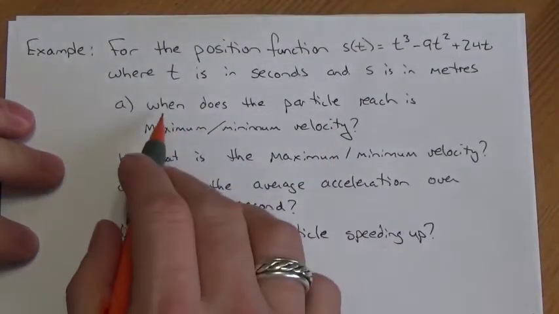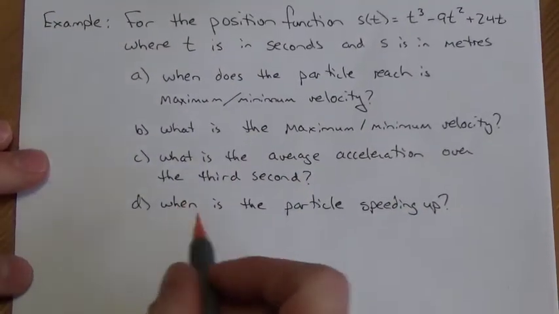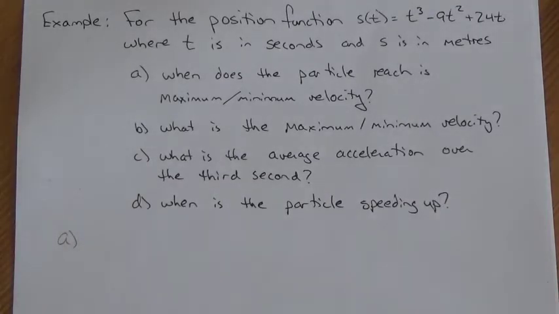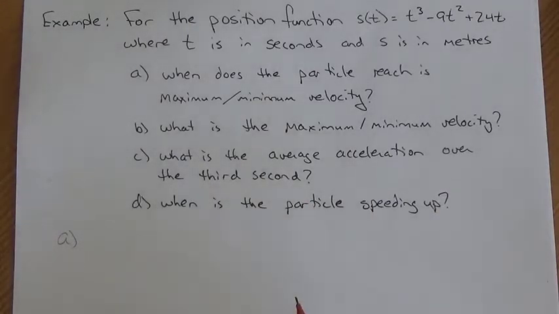So to start off with A, when does the particle reach its maximum or minimum velocity? Okay, now let's think about what's going on here. When I talk about the maximum or minimum velocity, it's very easy to fall into a trap of misunderstanding and thinking that we need to do some work with the velocity function. But I want you to think about it.